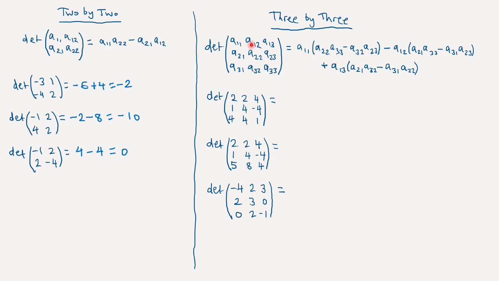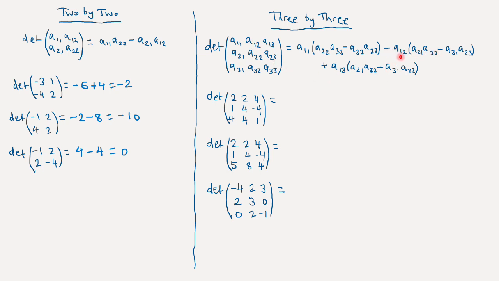And then we go to the second element in the first row, A12, and we imagine blocking off that row and that column, and we'll be left with another 2x2 matrix. So we calculate the determinant of that 2x2 matrix, so that would be A21, A33 minus A31, A23. And we multiply by the negative of this element here, A12. So that's what this is here.